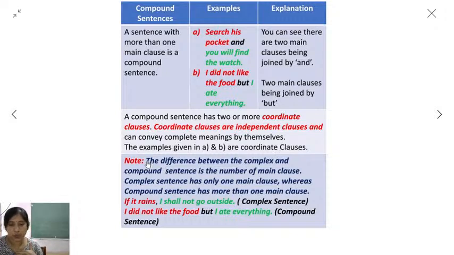So my dear, note this point: the difference between the complex and compound sentence is the number of main clauses. Got it? A complex sentence has only one main clause, whereas a compound sentence has more than one main clause. If it rains, I shall not go outside. This is a complex sentence. And next one, I did not like the food, but I ate everything. This is a compound sentence.